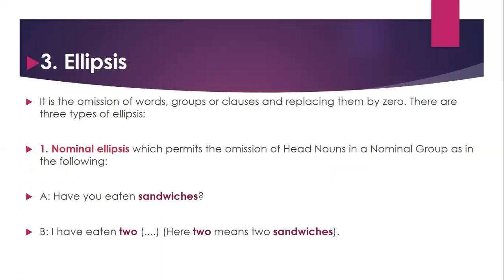And the third type of cohesion is ellipsis. It is the omission of words, groups, or clauses and replacing them by zero. There are three types of ellipsis. The first one is nominal ellipsis, which permits the omission of head nouns in a nominal group, as in the following. A: Have you eaten sandwiches? B: I have eaten two. Here two means two sandwiches.